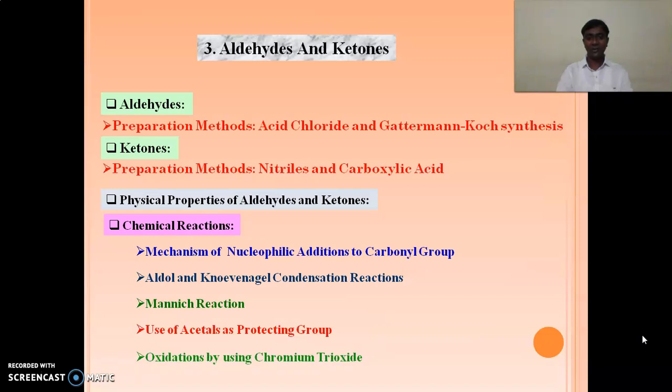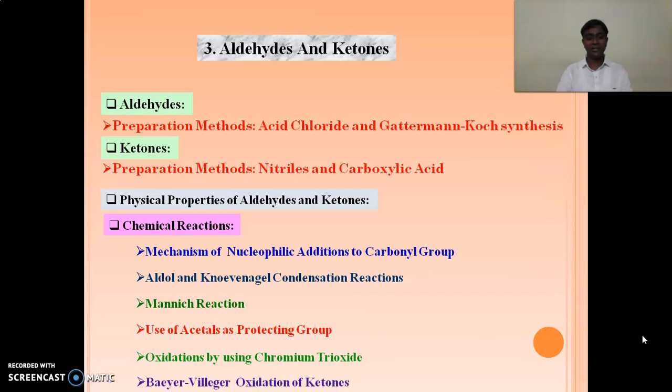oxidation by using chromium trioxide. Chromium trioxide has the formula CrO3, and if a compound has more oxygen in number, that compound is called an oxidizing agent, and when reactions are carried out using an oxidizing agent, that type of reaction is called an oxidation reaction. So this type of reactions we will discuss here.